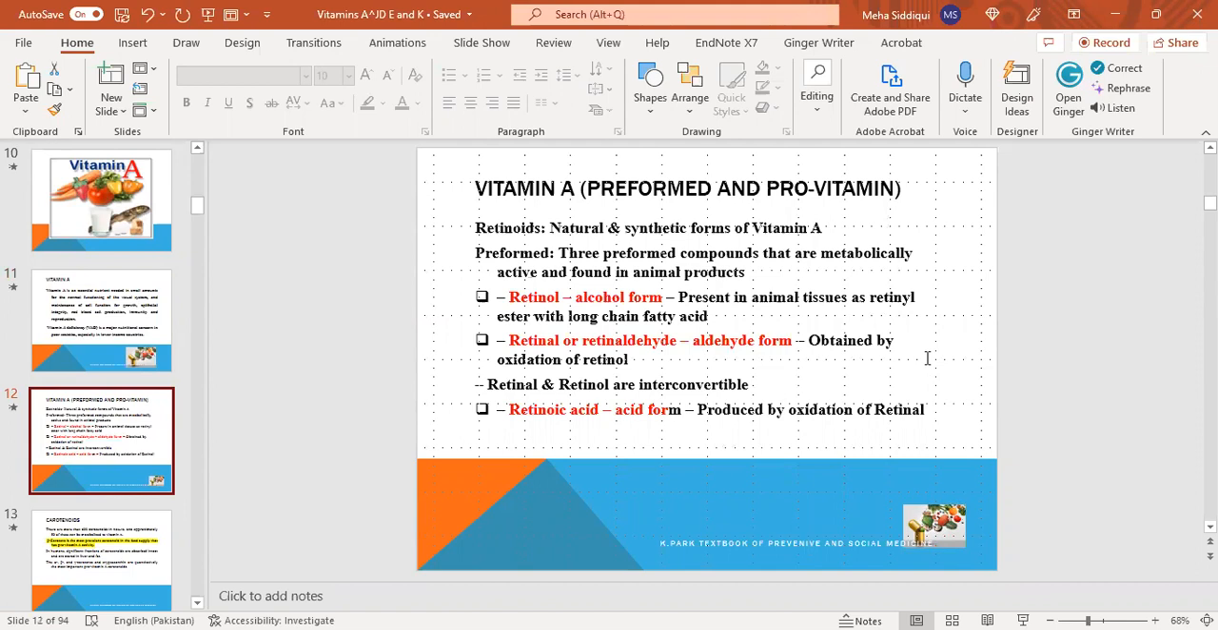These are retinoids, which are natural and synthetic forms of vitamin A. Three preformed compounds that are metabolically active and found in animal products. These are retinol, which is an alcohol form. It is present in animal tissues as retinyl ester with long chain fatty acid. Then second preformed form, we have retinal or retinaldehyde, which is an aldehyde form, and it is obtained by oxidation of this first form, that is retinol. Then retinol and retinal both are interconvertible. Then the third form is retinoic acid, and this is the acidic form which is produced by the oxidation of retinal.